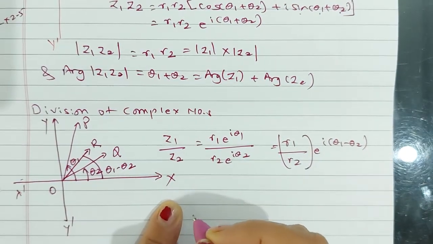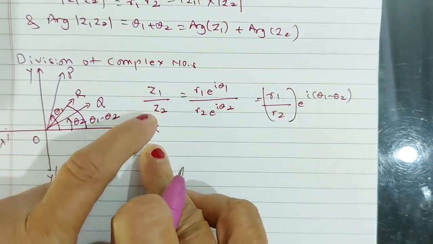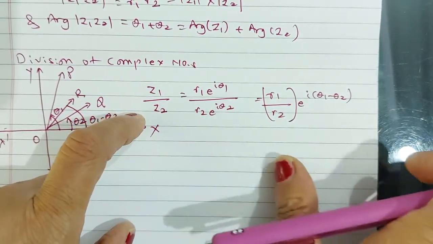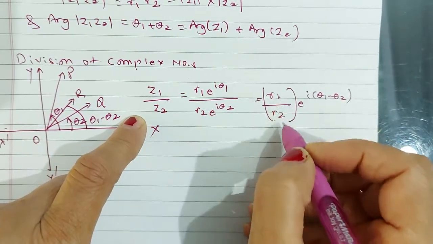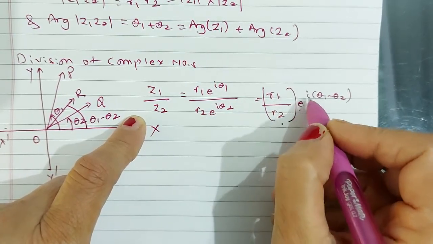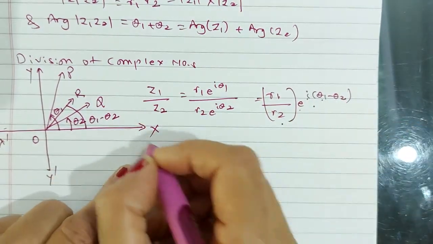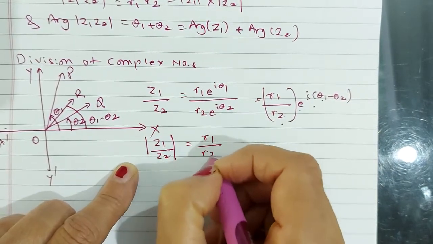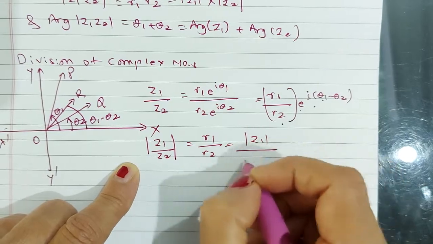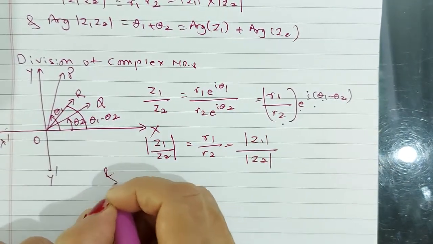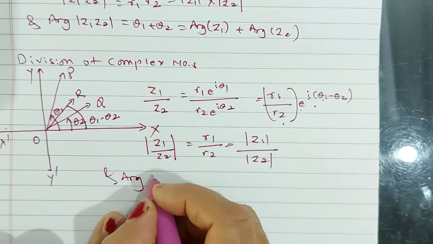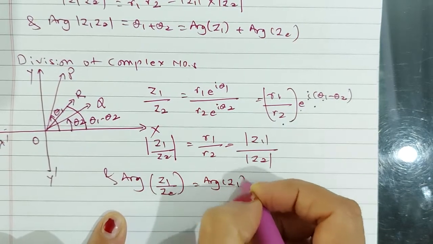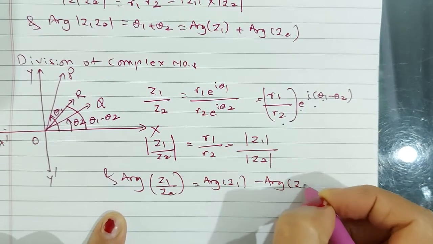Okay, so what I can say over here, in short, is that the quotient or division of the complex numbers z1 and z2 is a complex number, and its real part is r1 by r2, and the imaginary part is obviously e to the power i (theta 1 minus theta 2). So we can write mod of z1 by z2 is equal to r1 by r2, which is nothing but mod z1 by mod z2, and similarly the argument of z1 by z2 is equal to arg z1 minus arg z2.